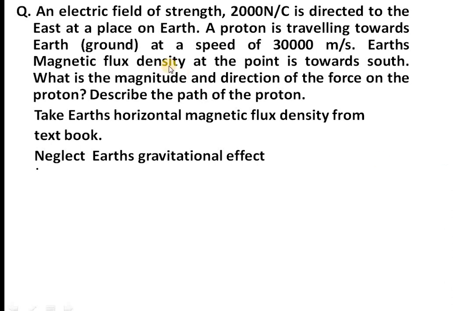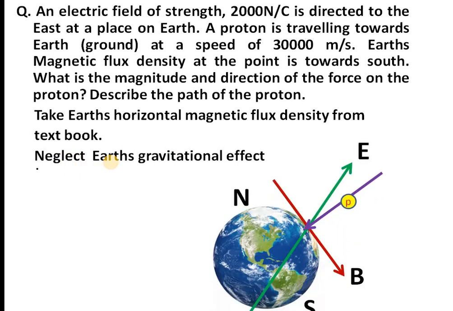Now comes the assignment part. It's a very simple question here. You can see an electric field of strength 2000 Newton per Coulomb is directed to the east at a place on Earth. A proton is traveling towards the ground at a speed of 30,000 meters per second. Earth's magnetic flux density at that place is towards south. What is the magnitude and direction of the force on the proton? Describe the path of the proton. You can take the magnetic flux density from the textbook or from any data book, logarithmic table like that, and of course you can neglect the gravitational effect.